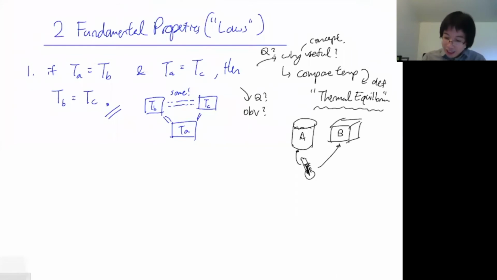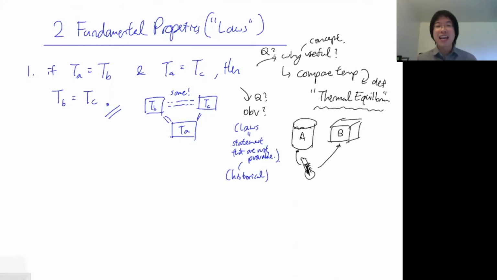So laws are statements that are not provable. Now I should say not historically provable, because sometimes it's just because we're not smart enough. Newton's universal law of gravitation, G m1 m2 over r squared, he did not prove it. He called that a law. And then a smarter guy, whose name is Albert, came along and actually proved it, right?